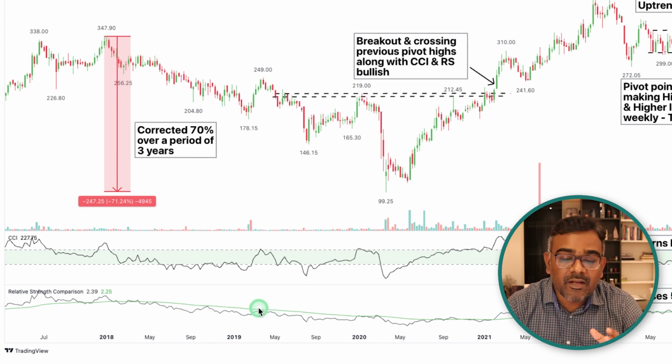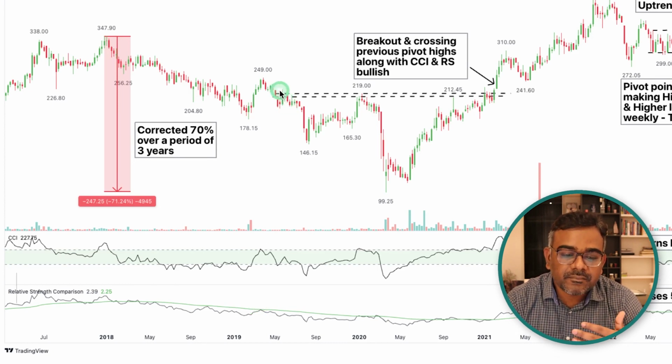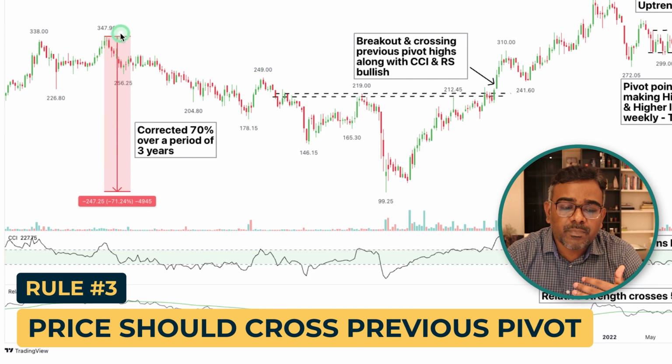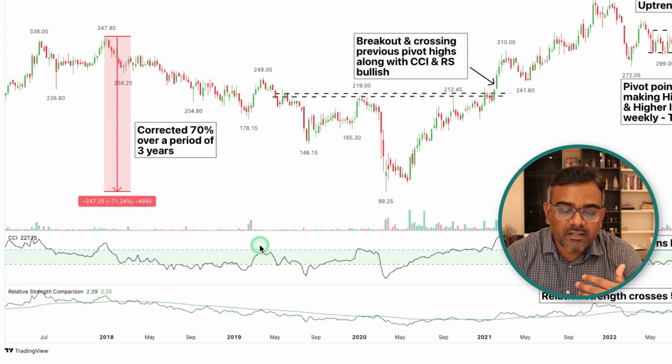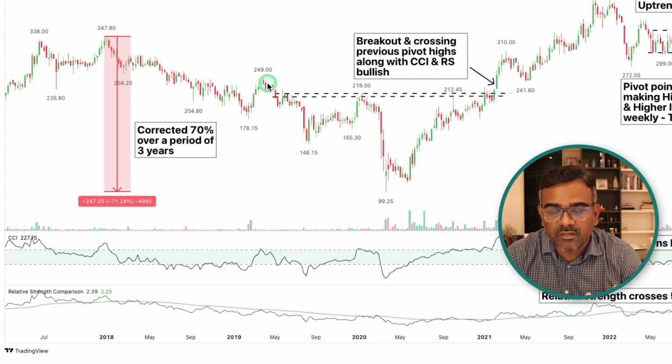So here I would ignore this point and move on to the next point. Now the third rule is the stock should cross the previous pivot point. At this point here, when the stock was here, you would not yet see this 249, but the previous level was 347, so it did not cross that level. So I would not look at this stock or I do not plan to invest yet.